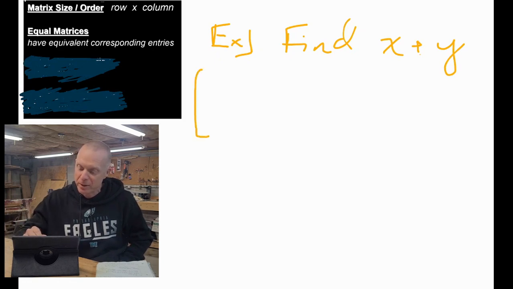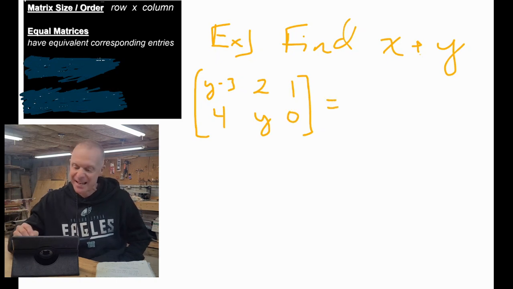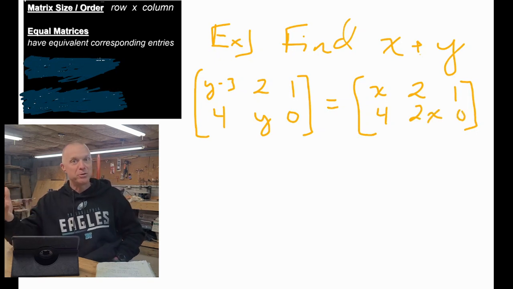So let's create a little problem where we're going to find x and y, but we need some matrices. Here's a matrix that contains y minus 3, 2, and 1, then 4, y, and 0. So we've got a nice little matrix that has 6 entries, and we're going to say that it is equivalent to a matrix that contains the entries x, 2, 1, and 4, 2x, and 0. And so these two matrices are equal.